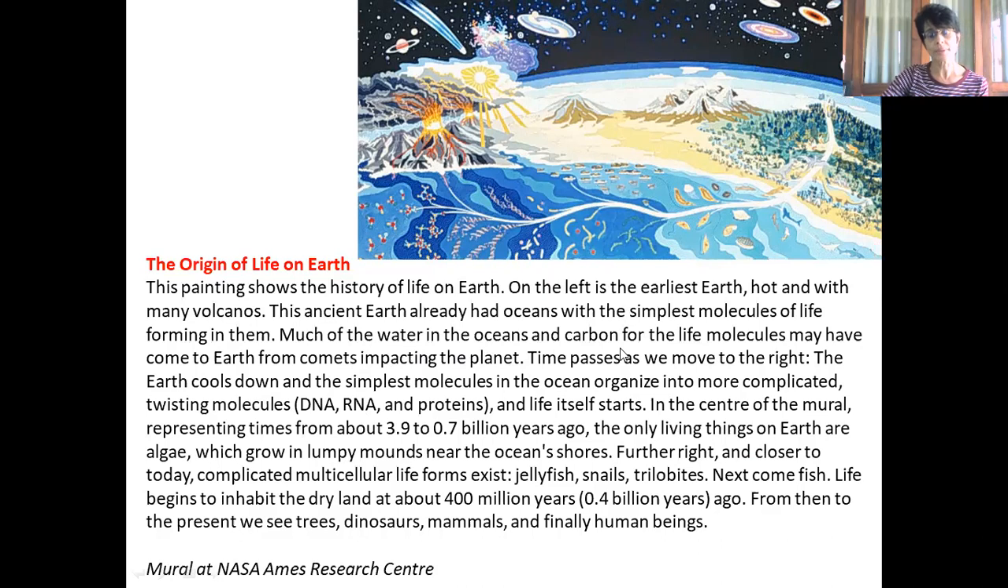But there was enough carbon, and we know from term 1 that carbon is the backbone of proteins, carbs, lipids and so on. So that's how life molecules, the molecules that we learned about in term 1, came about. The Earth cooled down, and these molecules organized into more complicated structures like DNA, RNA and proteins, and they accumulated, and somehow simple life started. That was about 3.9 to just under 1 billion years ago.